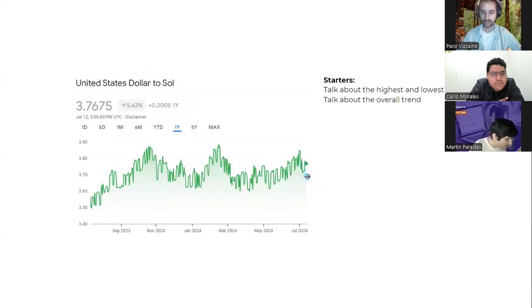Okay, now let's continue. You're already here. What do you want to talk about this graph? The peak was in February 2024, and the valley was in July 2023. Okay, perfect.